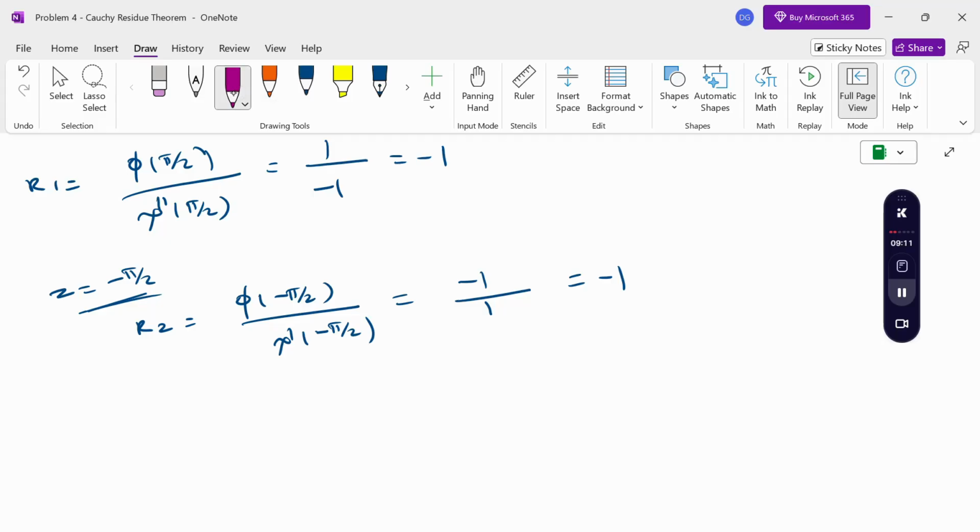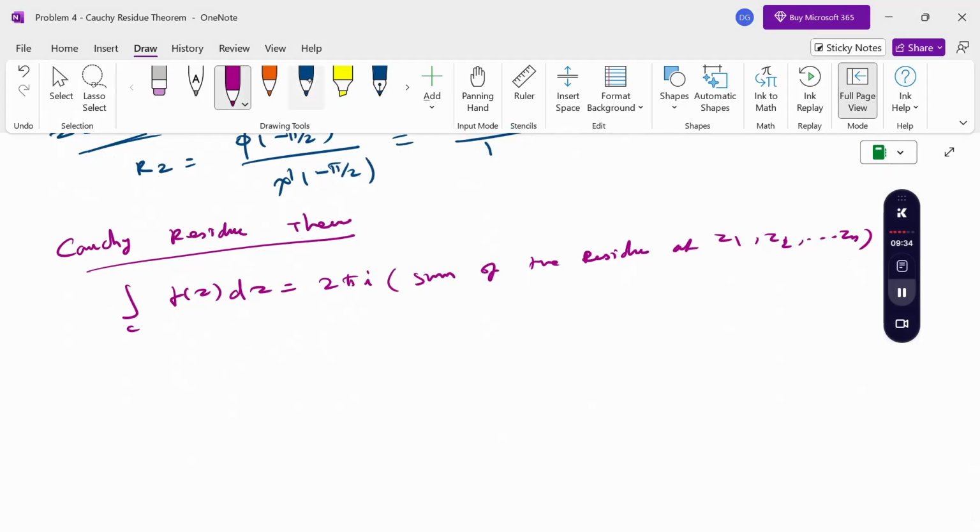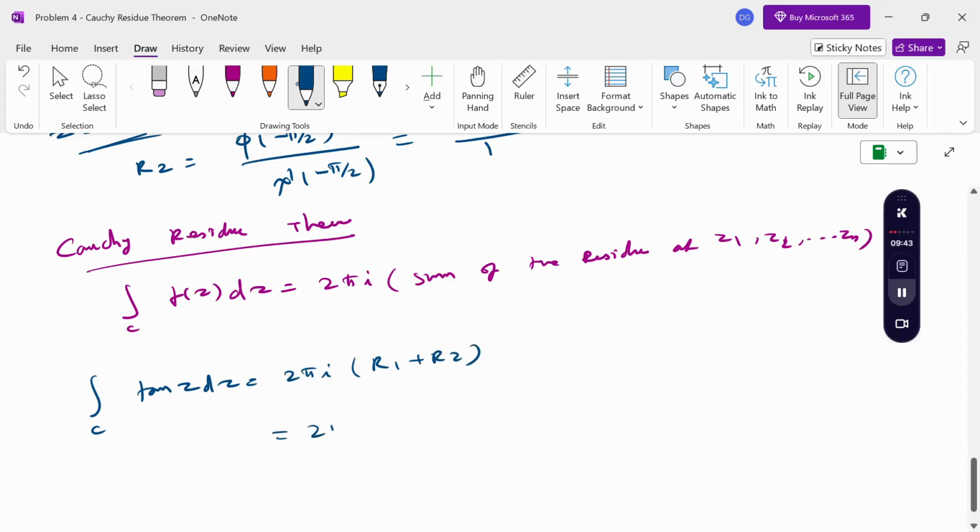Therefore, by the Cauchy residue theorem, the integral over C of f of Z dz equals 2 pi I into the sum of the residues at the points z1, z2, up to zn. So this problem, the integral over C of tan Z dz, equals 2 pi I into r1 plus r2, which is 2 pi I into minus 1 minus 1. Therefore the answer is minus 4 pi I.